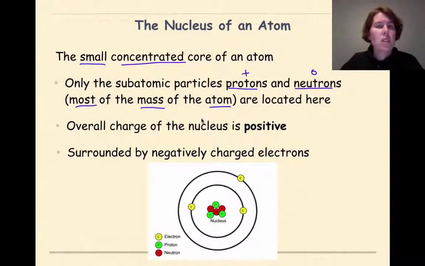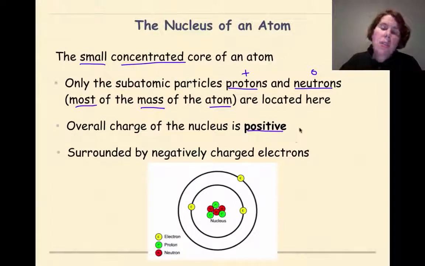We can't totally disregard the electrons. They do have a tiny bit of mass, so we can't say, oh, all of the mass of the atom is located here. The majority of the mass is located here, with the protons being one atomic mass unit and the neutrons also being one atomic mass unit. Again, we say that the overall charge of the nucleus is positive because, again, protons are positive and neutrons are neutral.